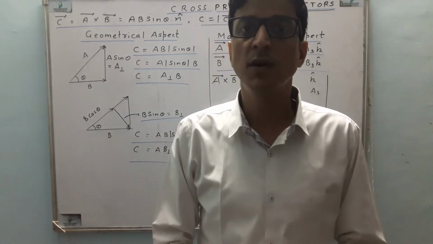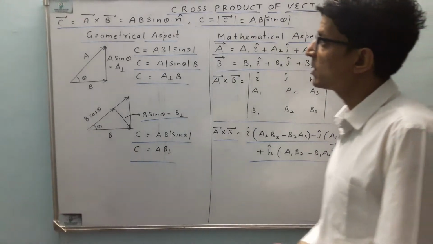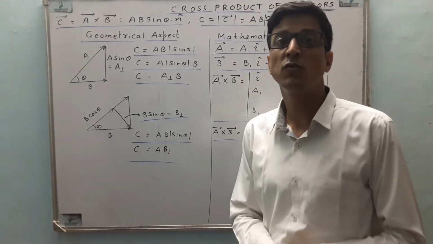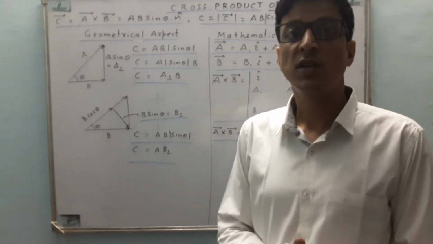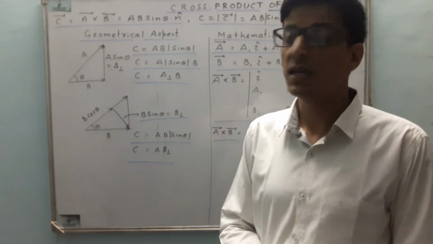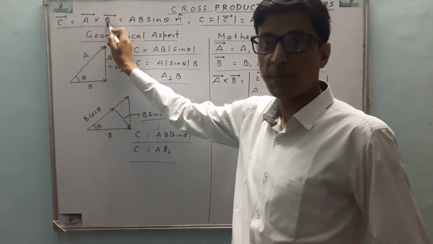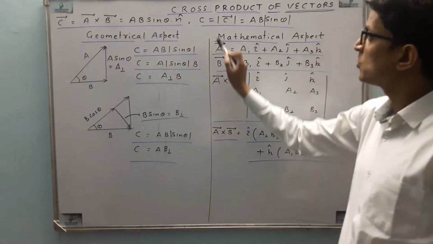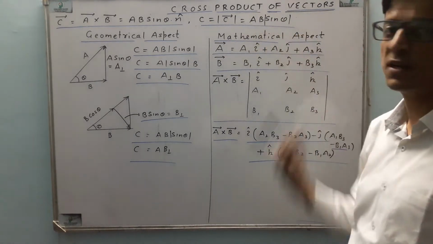Today we shall discuss the cross product of vectors. The cross product is represented by the symbol cross. Let's assume that we have two vectors, vector A and vector B. Then their cross product, vector C, is defined by vector C is equal to A cross B, which is equal to AB sin theta into n cap. So the magnitude of this vector can be written as AB into mod of sin theta.